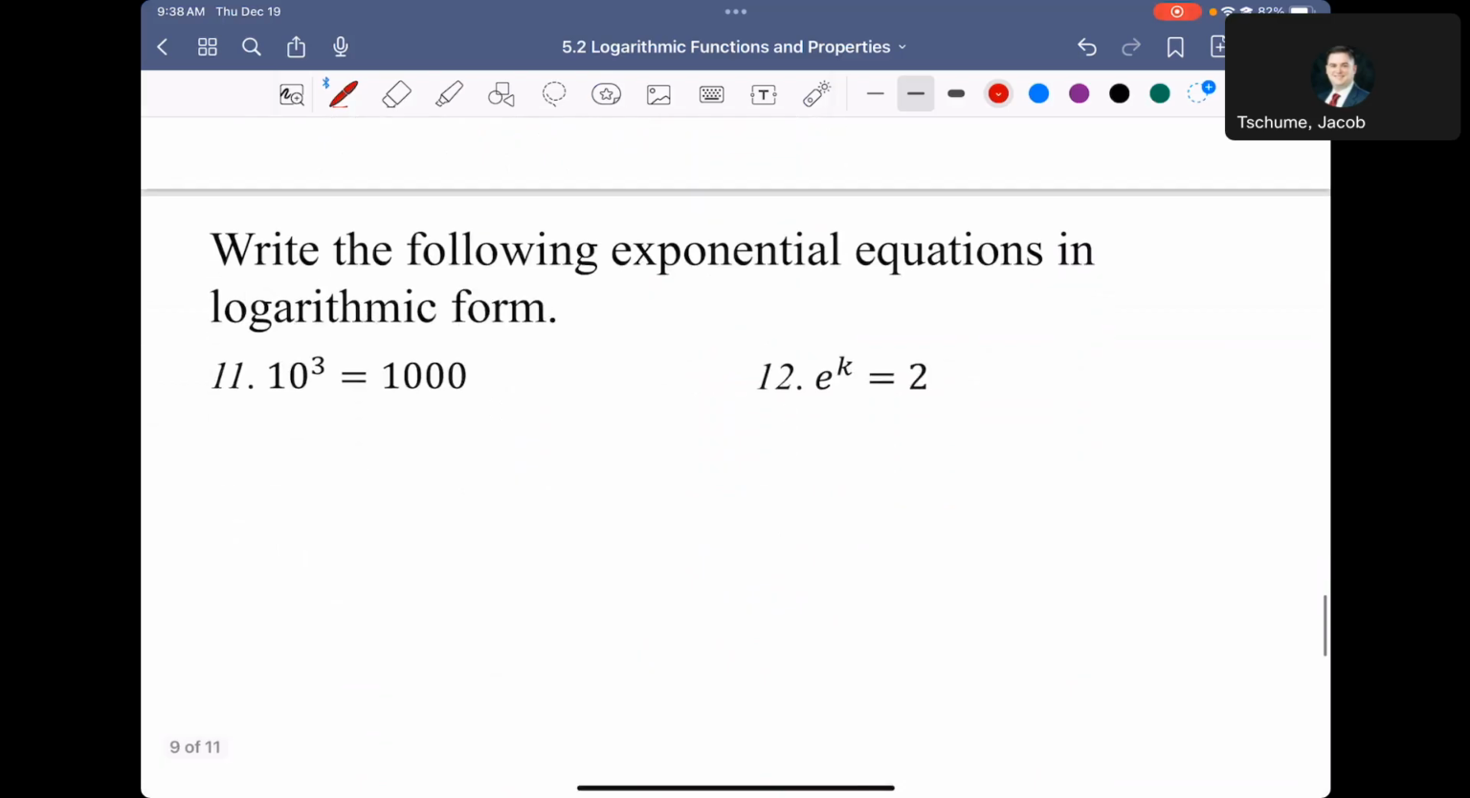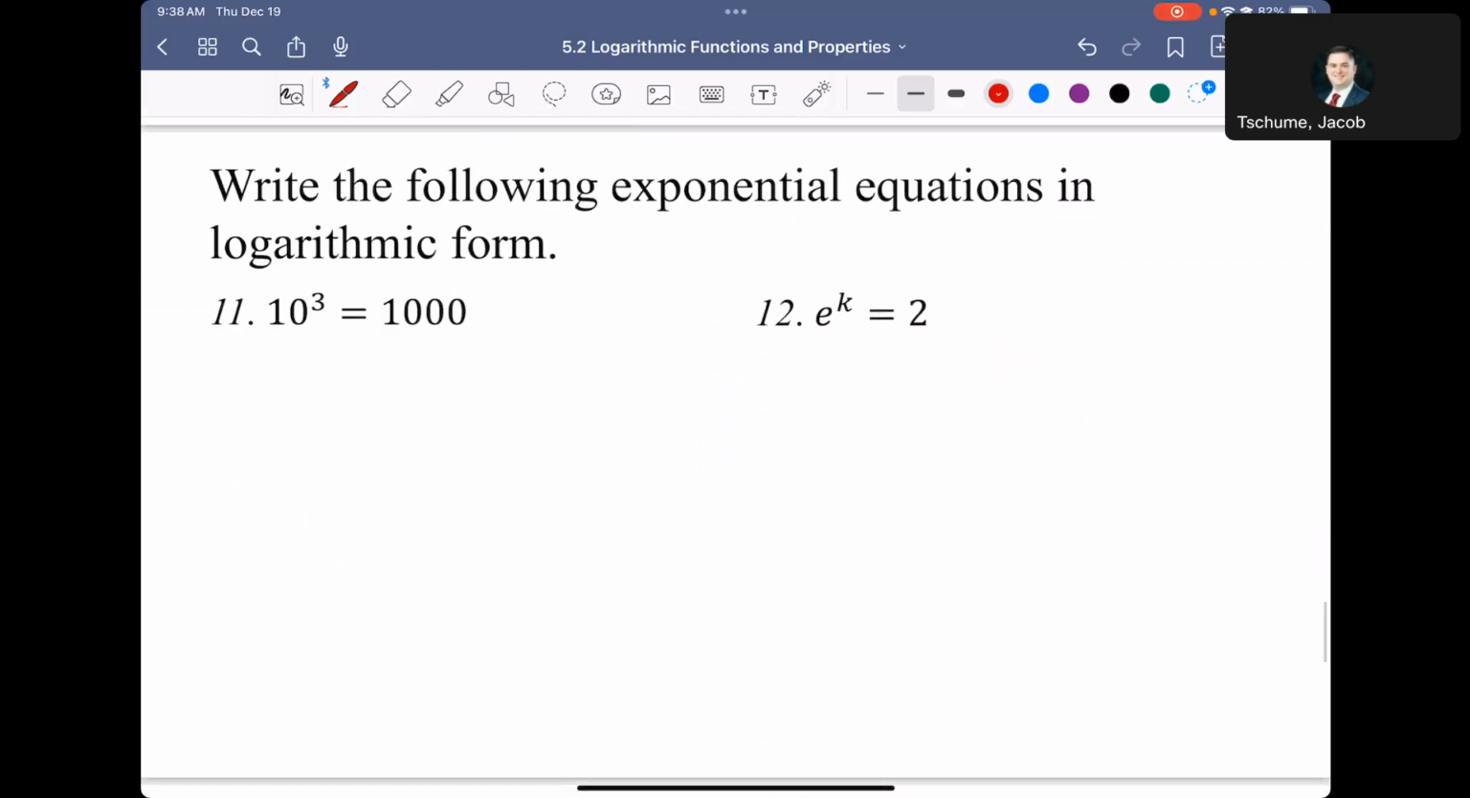All right, so let's go back to our writing form, getting used to this. I would like you to write the following exponential equations in logarithmic form, but these are going to have a special case to them. So on number 11, you have 10 to the 3 is equal to 1,000. Well, if I want to write this as a logarithm, remember from earlier in this video, I will first identify my base. So the base of my exponent, which is 10, has to also be the base of my logarithm.